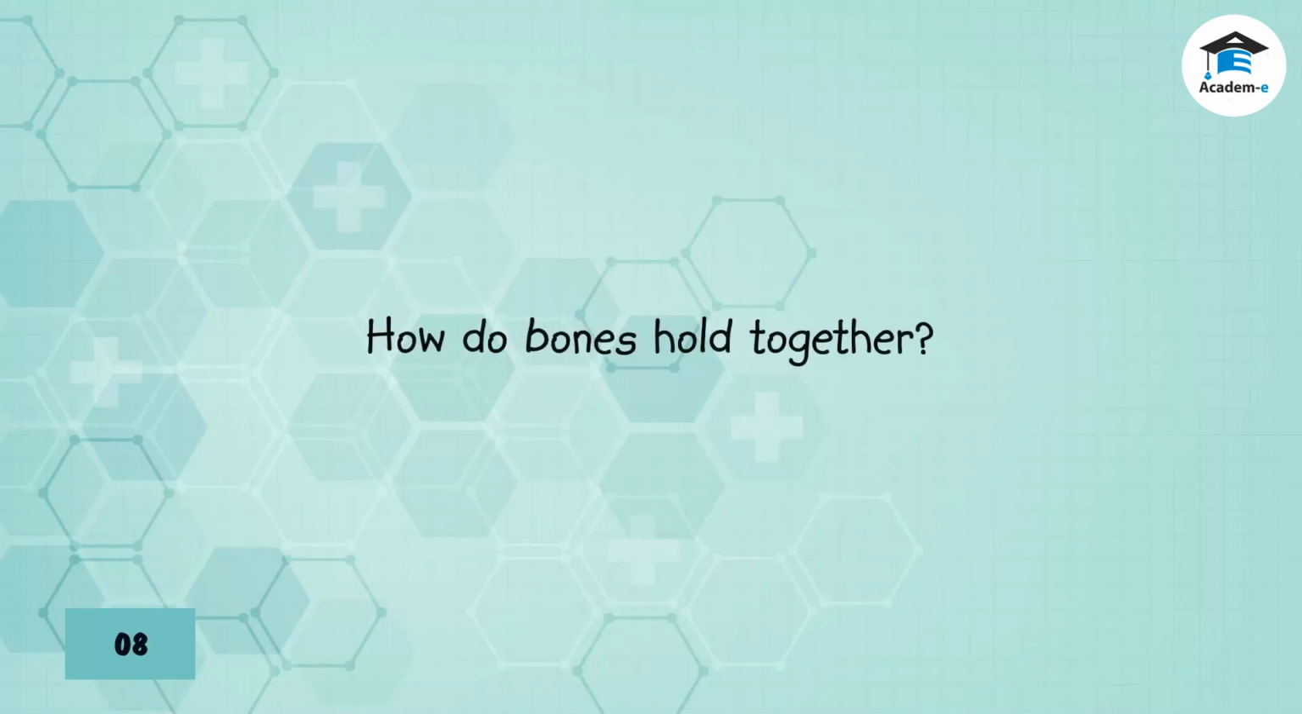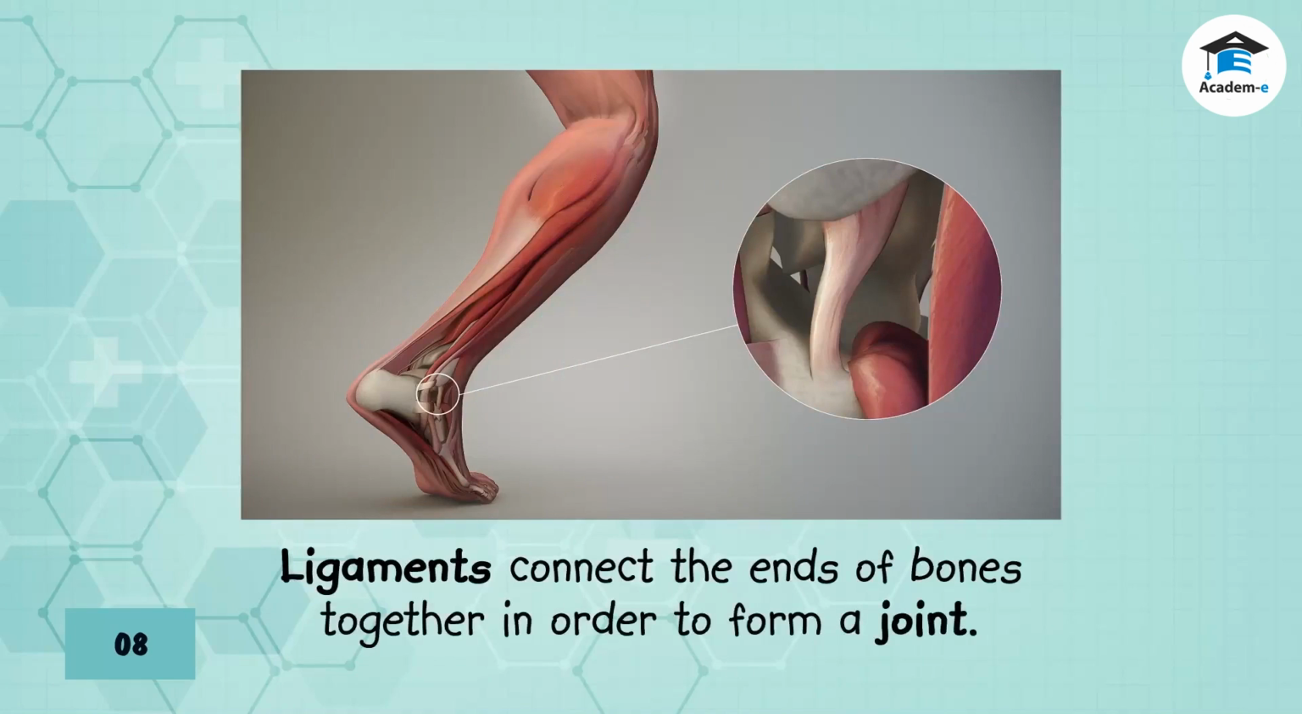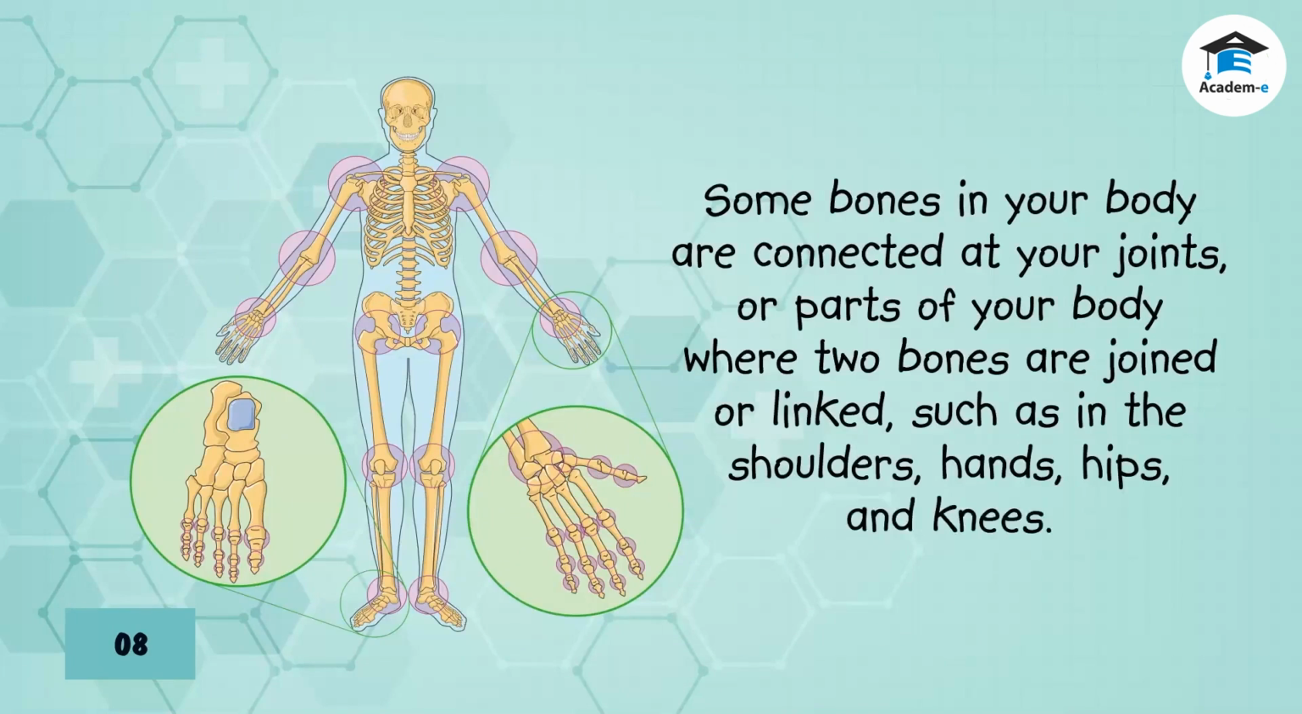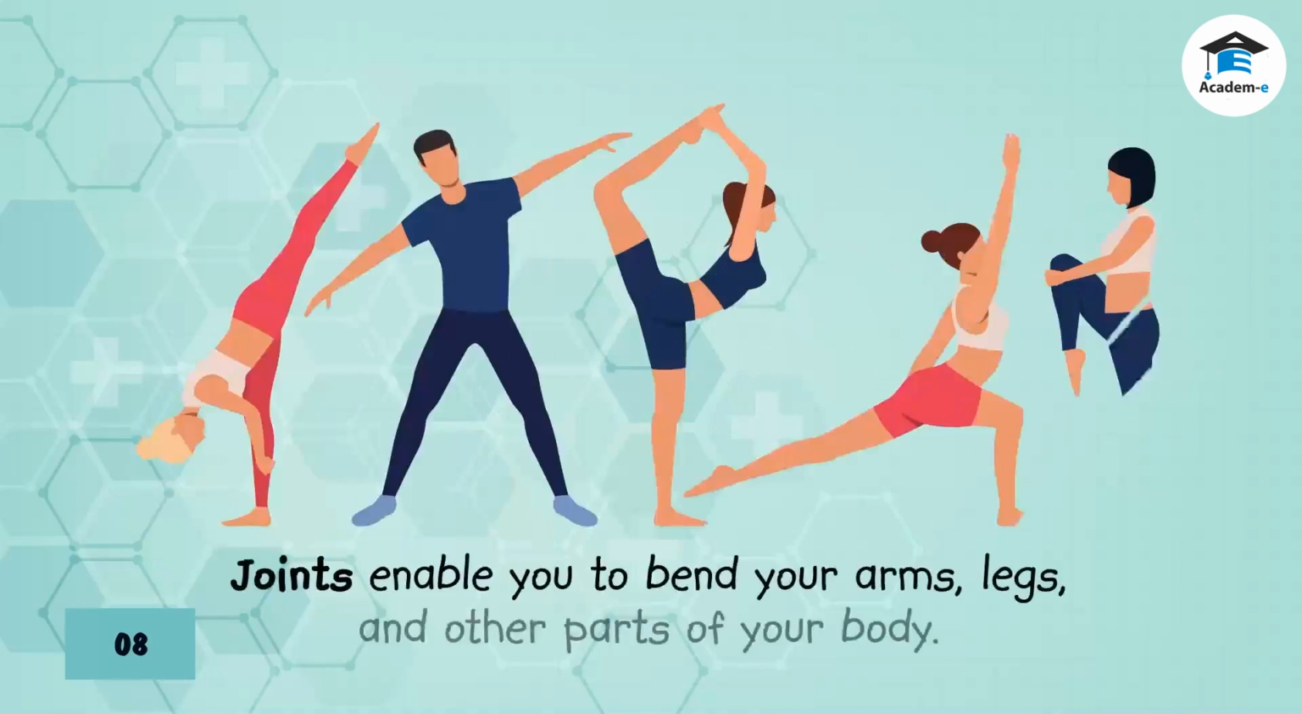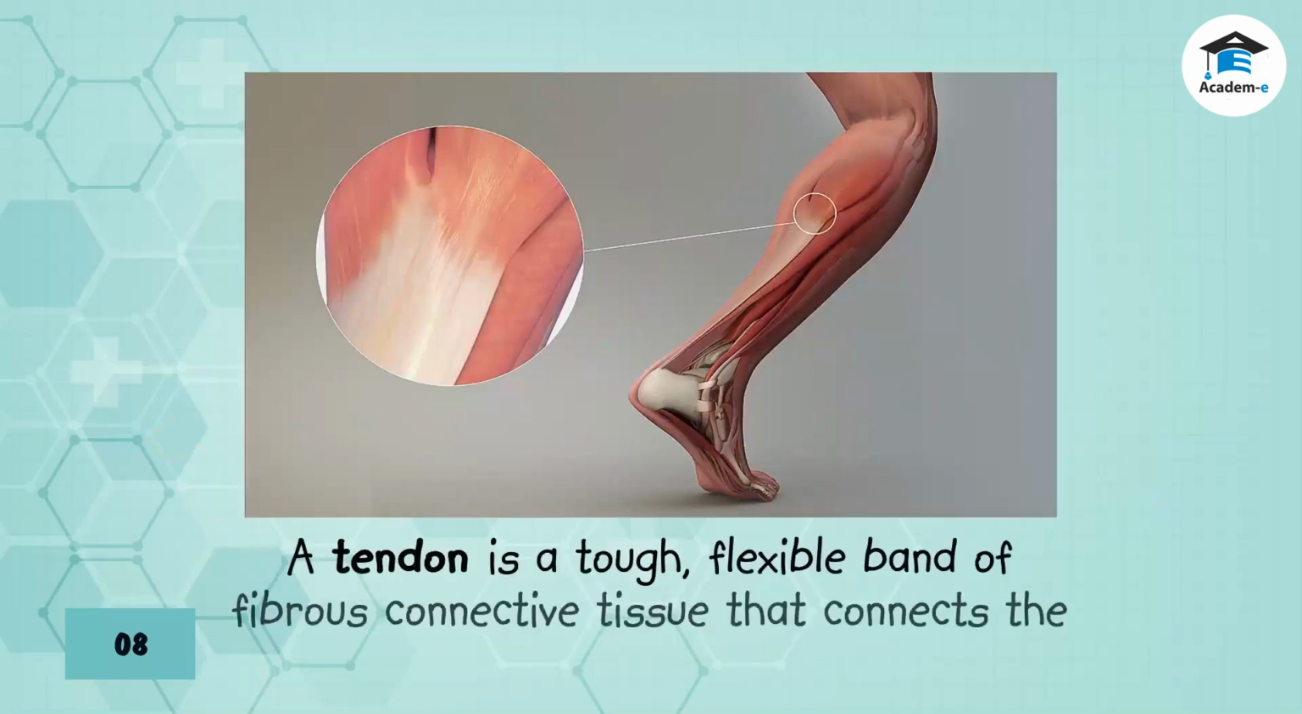How do bones hold together? Ligaments connect the ends of bones together in order to form a joint. Some bones in your body are connected at your joints, or parts of your body where two bones are joined or linked, such as in the shoulders, hands, hips, and knees. Joints enable you to bend your arms, legs, and other parts of your body. A tendon is a tough, flexible band of fibrous connective tissue that connects the muscles to the bones.